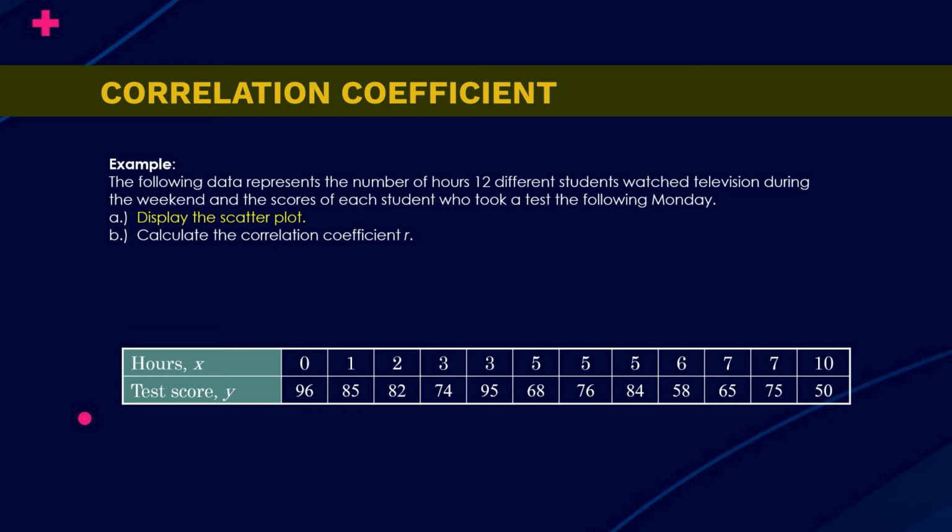This is the way we plot the graphs and formulate the correlation coefficient. The following data represent the number of hours 12 different students watched television during the weekend, and the scores of each student who took the test on the following Monday. Display the scatter plot and calculate the correlation coefficient. This we have to do.